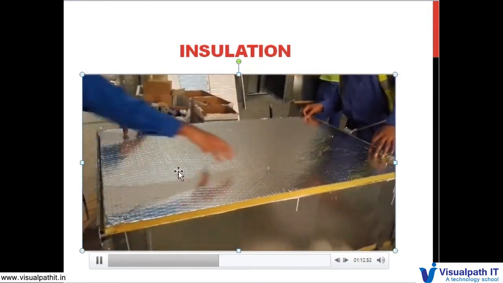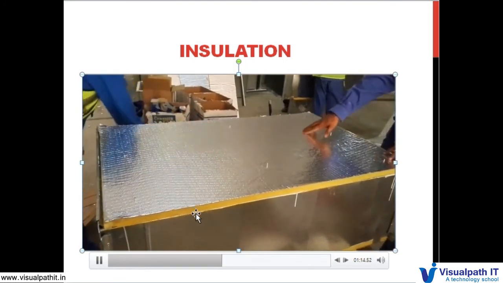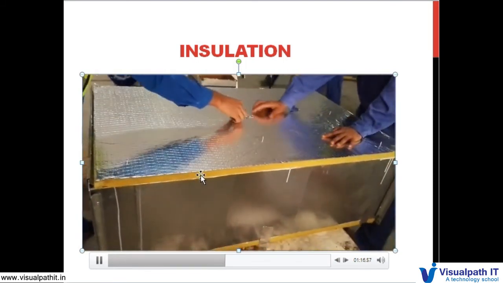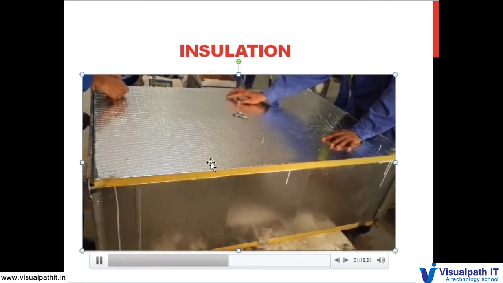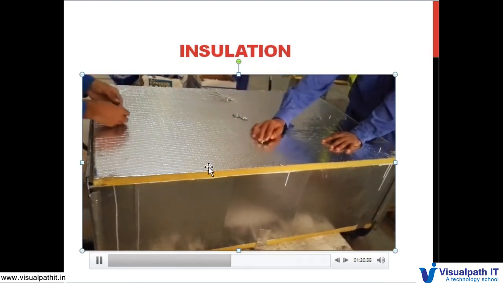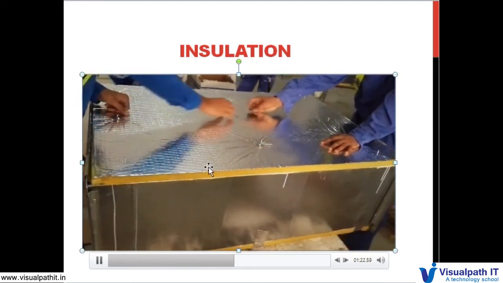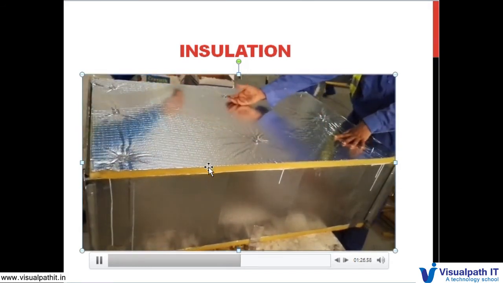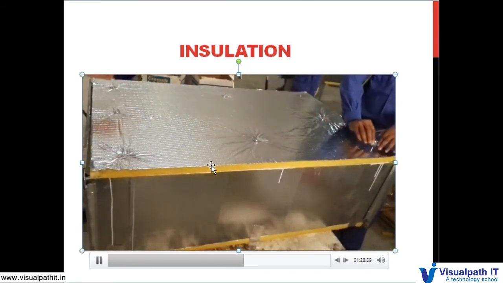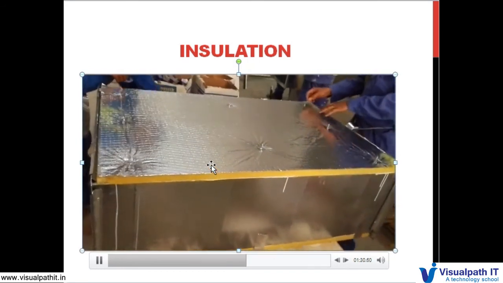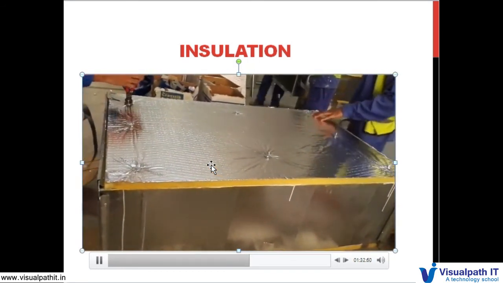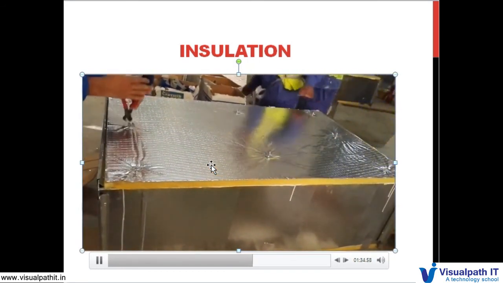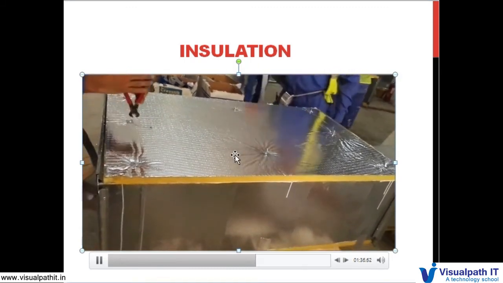When you are doing this insulation, you must consider the density and thickness of the insulation material. It depends upon the area. If it is outside, you may go for 50 kg per cubic meter. If it is inside, you will go with 25. It depends according to the specification.